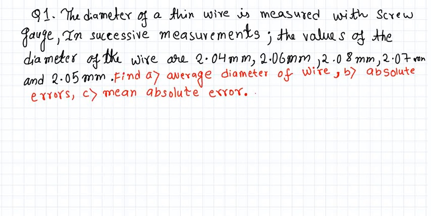Here we are taking some examples of error in measurement. So here is our first example: the diameter of a thin wire is measured with a screw gauge. In successive measurements, the values of the diameter of the wire are 2.04 mm, 2.06 mm, 2.08 mm, 2.07 mm, and 2.05 mm. So find the average diameter of the wire, absolute error, and mean absolute error.